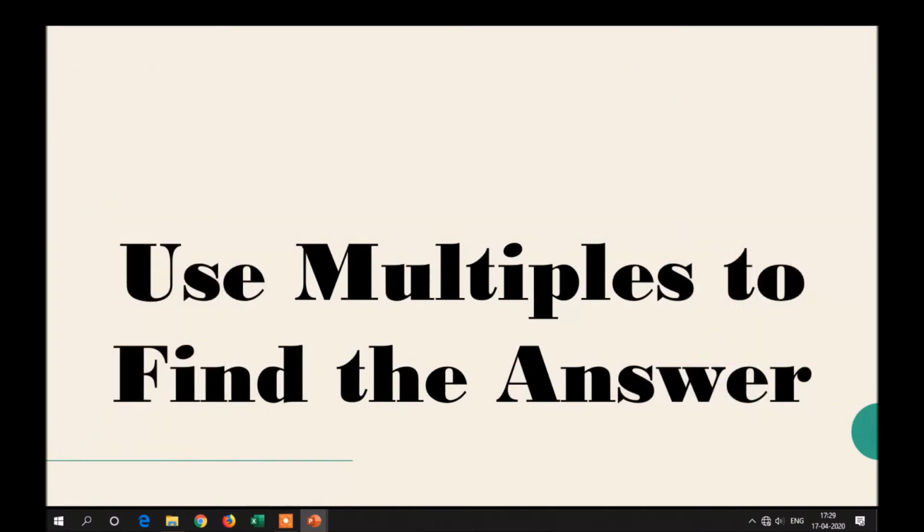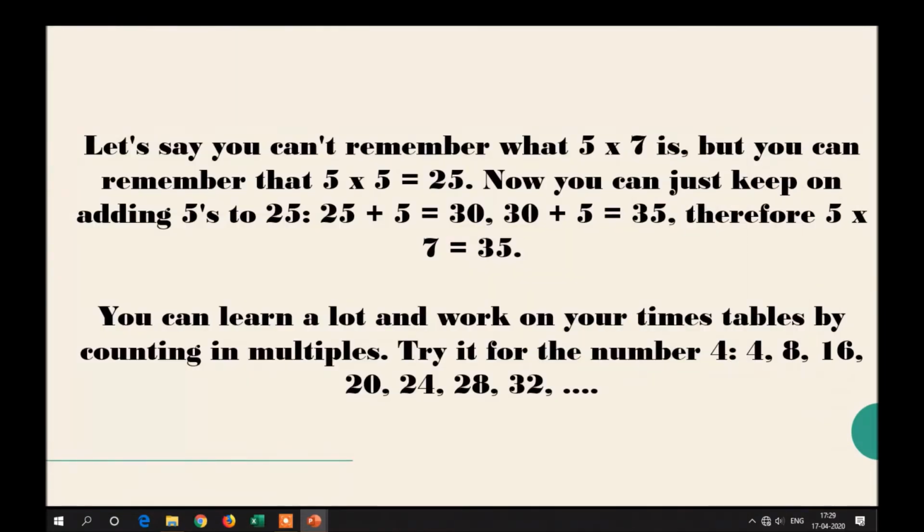Use multiples to find the answer. Let us say you can't remember what 5 into 7 is. But you can remember that 5 into 5 is 25. Now you can just keep on adding 5s to 25. That is 25 plus 5, that is 30. 30 plus 5, that is 35. Therefore, 5 into 7 is 35.